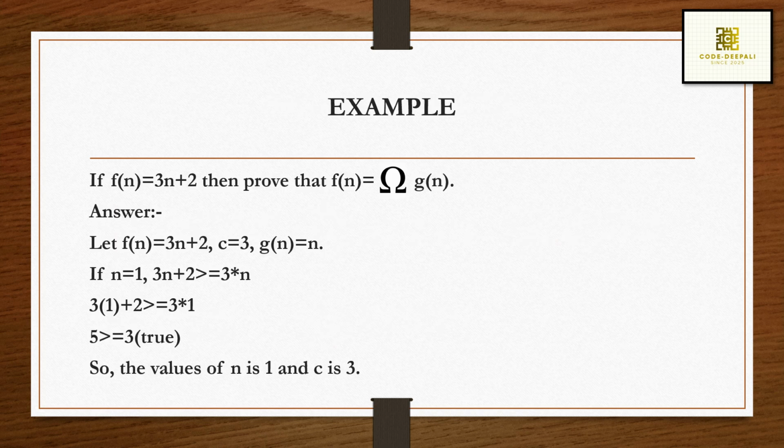Let's see an example. If f of n is equal to 3n plus 2, then prove that f of n is equal to omega g of n. Let f of n is equal to 3n plus 2. Consider 3 is equal to c, g of n is equal to n. If n is equal to 1, 3 into 1 plus 2 is greater than or equal to 3 into 1. 5 is greater than or equal to 3 is true. So the value of n is 1 and c is 3.